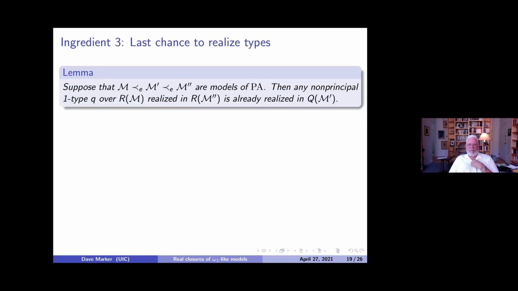Okay, the third ingredient is something that's new here. I call it the last chance lemma, that if you're building end extensions of models of PA, and you're looking at types of the real closure, you have one chance to realize a type. So take a one type over the real closure of the first model. If I can realize it in the real closure of the third model, then in fact, I've already realized it in the real closure of the second model. And in fact, not only in the real closure of the second model, in the quotient field of the second model.